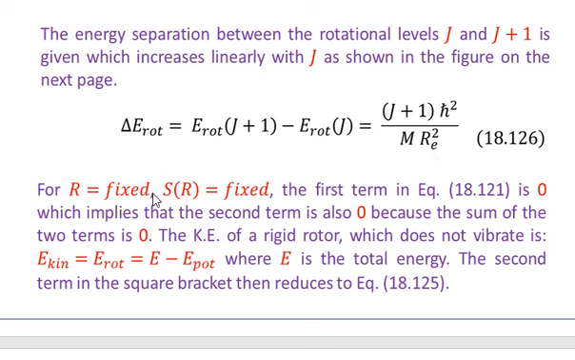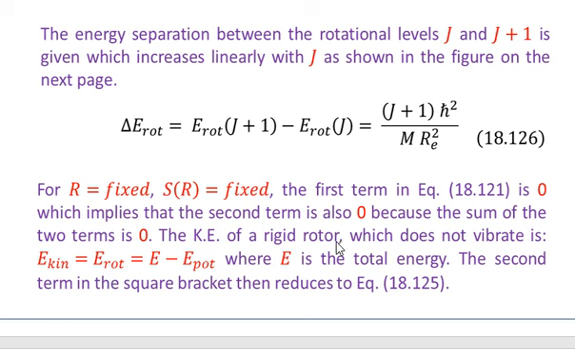For capital R to be fixed, S of R is also fixed. The first term in equation number 121 is 0, which implies that the second term is also 0 because the sum of the two terms is 0. The kinetic energy of a rigid molecule which does not vibrate is E kinetic, which is equal to E rotational, which is equal to E minus E potential. So from the total energy of the molecule, if you subtract the potential energy, you will get E kinetic, which is equal to E rotational.